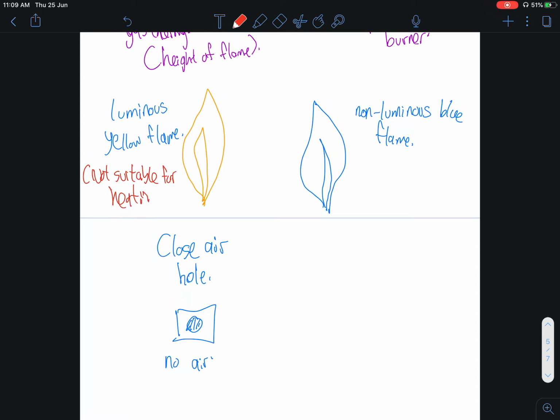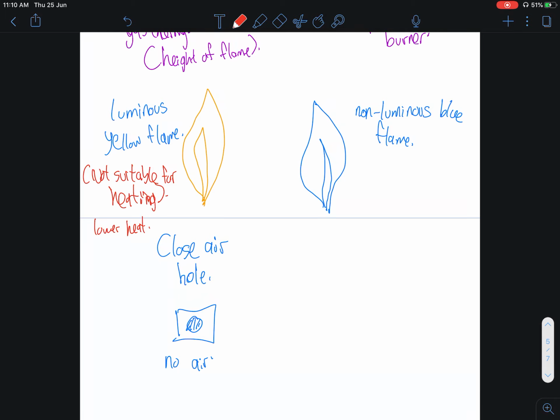Now, why is it so? The reason is that it will generally produce a large amount of soot due to incomplete combustion of the flame. And why is it incomplete combustion? Due to the heat source. The heat is actually not hot enough. So this one is lower heat. Okay, so that's why it's not that suitable.